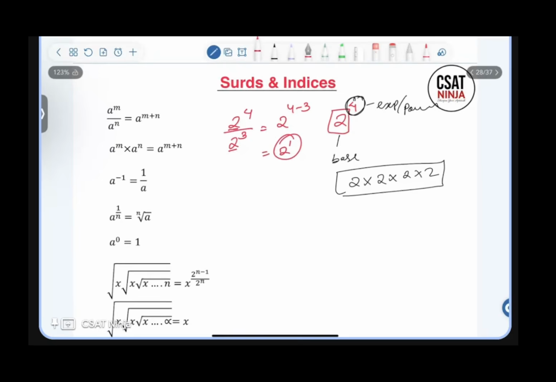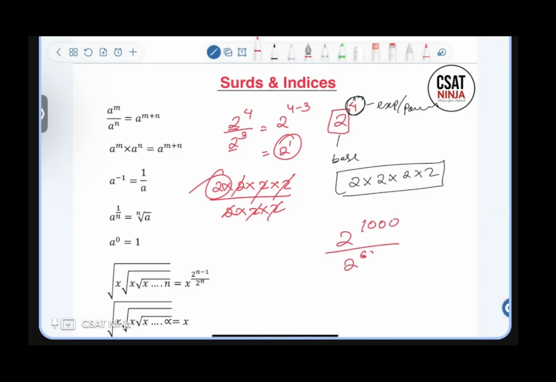It's simply like this only. 2 to the power 4 means 2 4 times, 2, 2, 2, and 2, divided by 2 to the power 3 means 2 3 times, 2 into 2 into 2. So 1 cancels, another 1 cancels, another 1 cancels. I'm left with only 2 here. Why am I teaching you this rule? Because if you have 2 to the power 1000 divided by 2 to the power 696, then how will you write 2 1000 times? In this case, you apply the rule: 2 to the power 1000 minus the denominator 696. Remember, the numerator should be written first, then the denominator. Okay, so that's rule number 1.